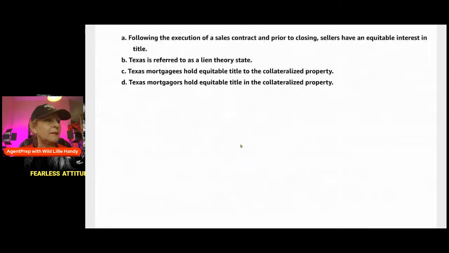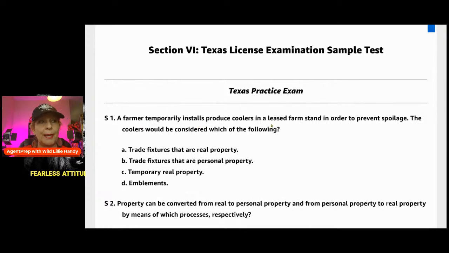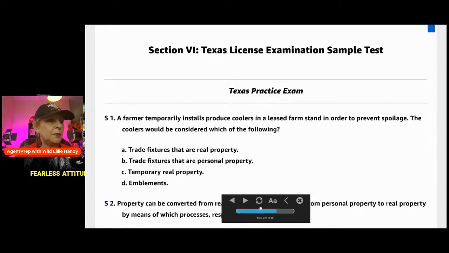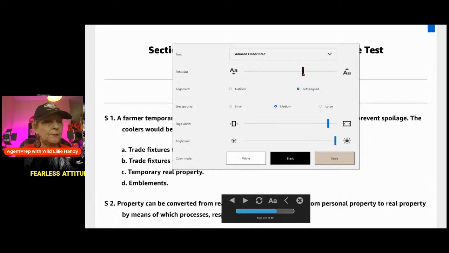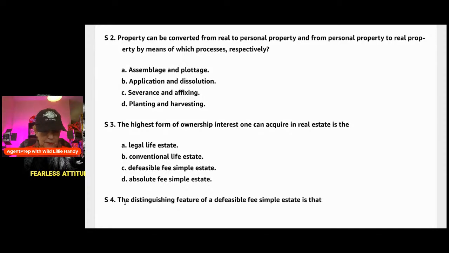Oh my goodness, my mouse moving, my fingers. So, temporarily installed produce coolers in a leased farm stand. Good morning, Ruth. So yes, 1B. Okay, number 2. Oops, I need to put my other phone on Do Not Disturb so we don't get little bling blings.